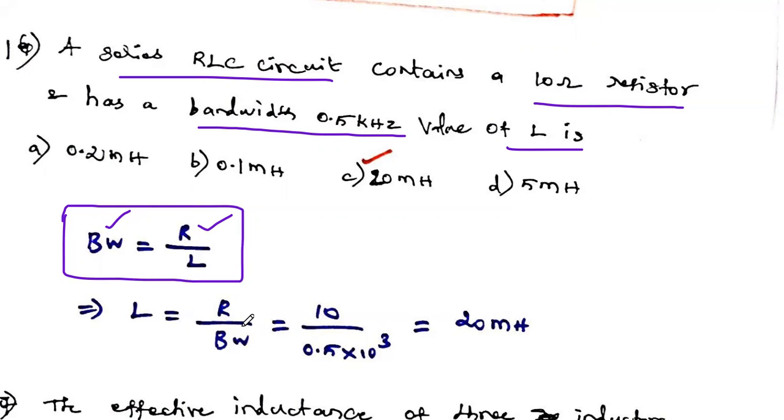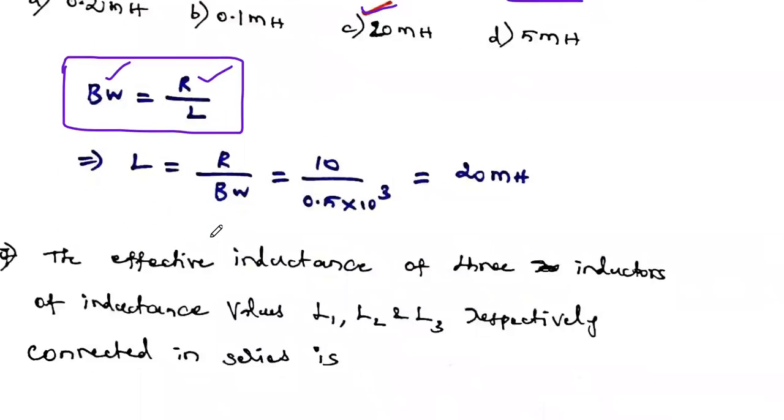So R is 10 divided by the bandwidth, 0.5 kilohertz. So the answer is 20 millihenry. This is the correct option. So you just remember this formula.